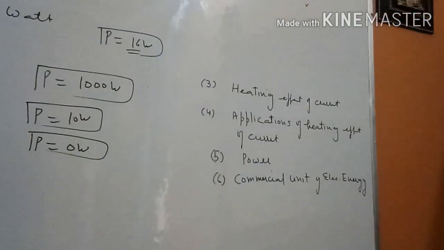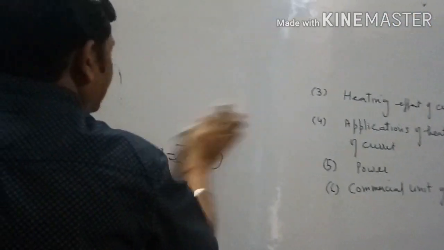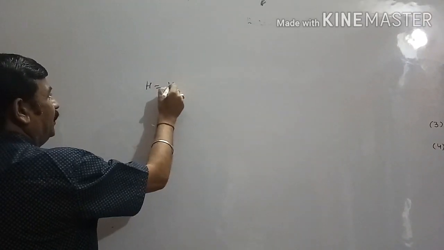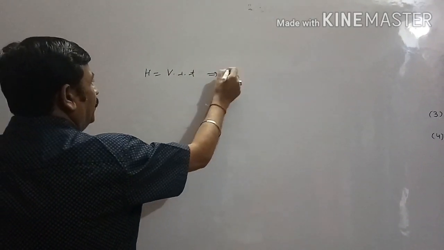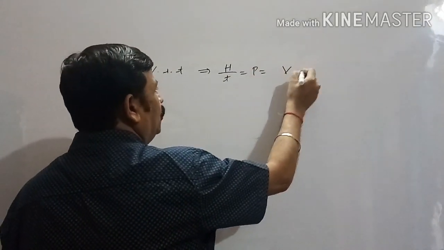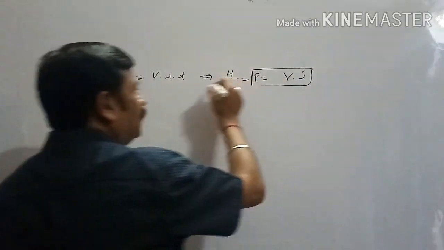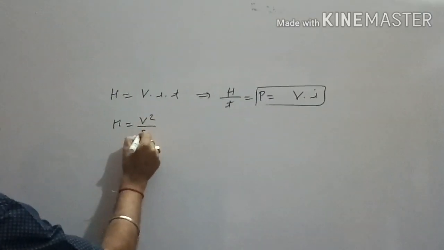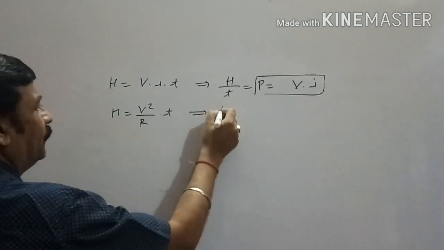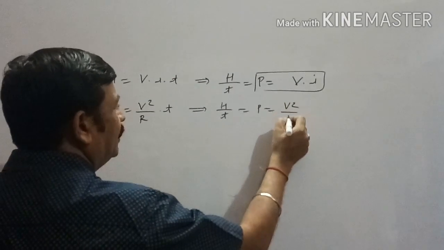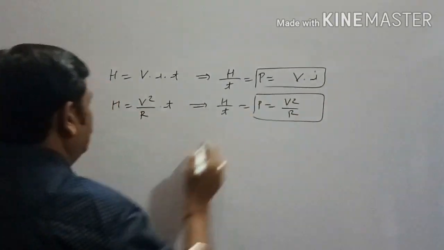Before discussing commercial unit, one more point left: how we calculate power. As we have three expressions for heat energy, that is VIT, from here energy upon time, which is power, will be V into I. This is the first formula to calculate power. As we have expression for energy as V square by R into T, from here H by T will be power, which is V square by R. This is the second formula to calculate power.